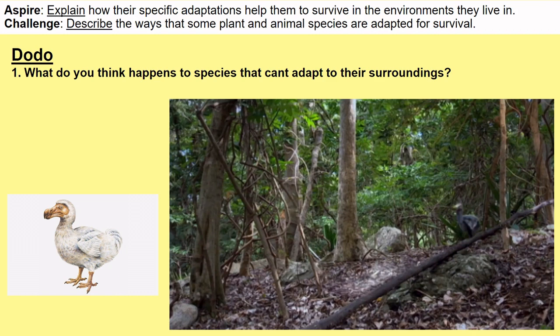The dodo is a large bird that unfortunately has been extinct for quite a long time. If a species cannot adapt to its surroundings, it will eventually become extinct. It might not happen straight away, it certainly wouldn't happen overnight, but over generations, if species numbers continue to decline because birds cannot adapt to their environment or any other animals cannot adapt to their environment, they will eventually become extinct. So we're just going to finish off by watching this short video about some of the reasons why scientists think the dodo became extinct.